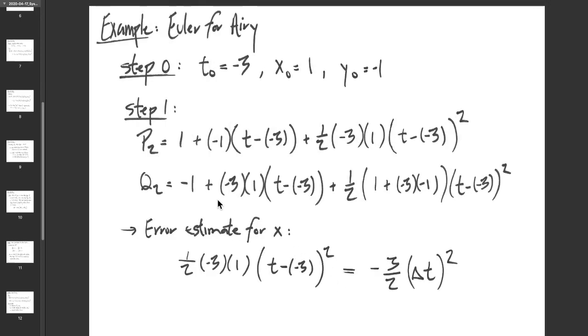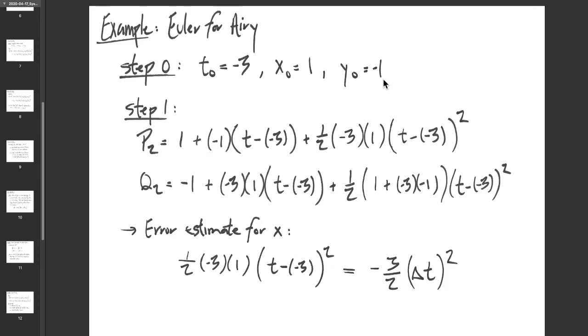So step 0, as usual, is to gather our initial conditions. Again, the initial time was -3, and at that time, x was 1 and y was -1. So that gives us our initial values, t0, x0, and y0. Ready to move to step 1.